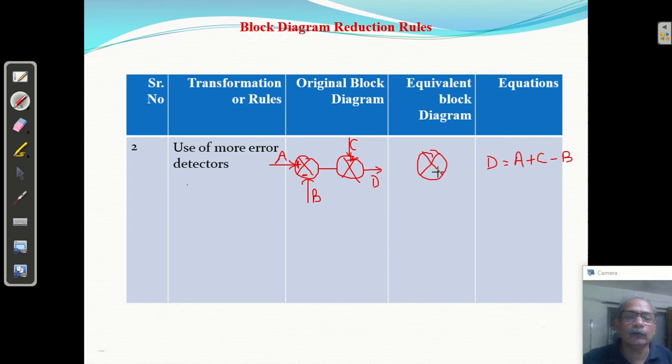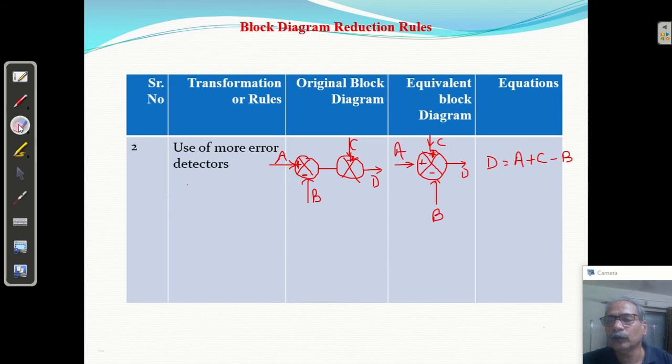Three ports are for inputs and one port is reserved for the output D. This is A, C is positive, and B is negative. So in place of using two detectors, you can use one: A plus C minus B. So you can replace the two detectors with one. So with the use of more error detectors, you can reduce the number of detectors.